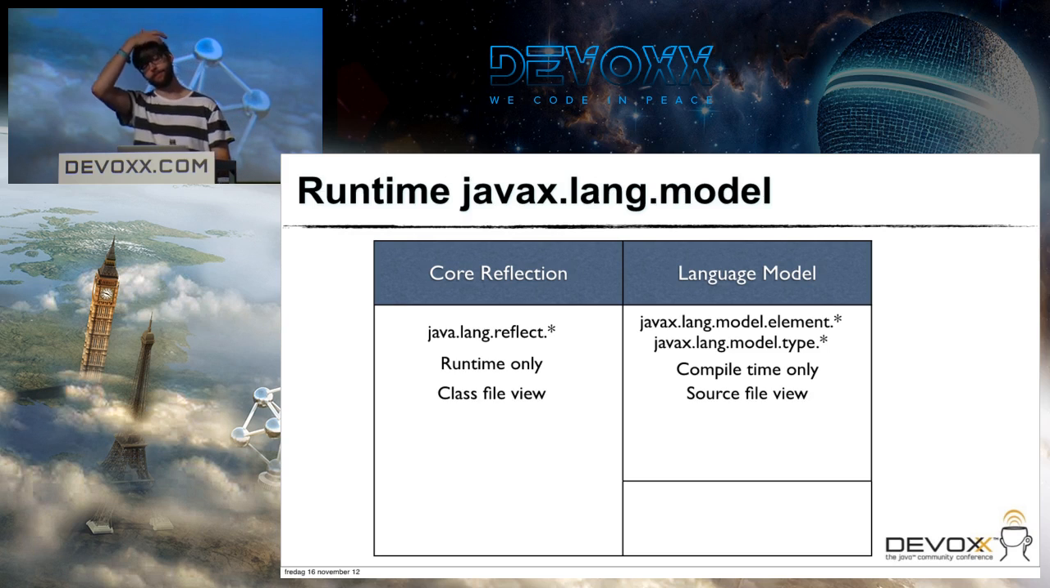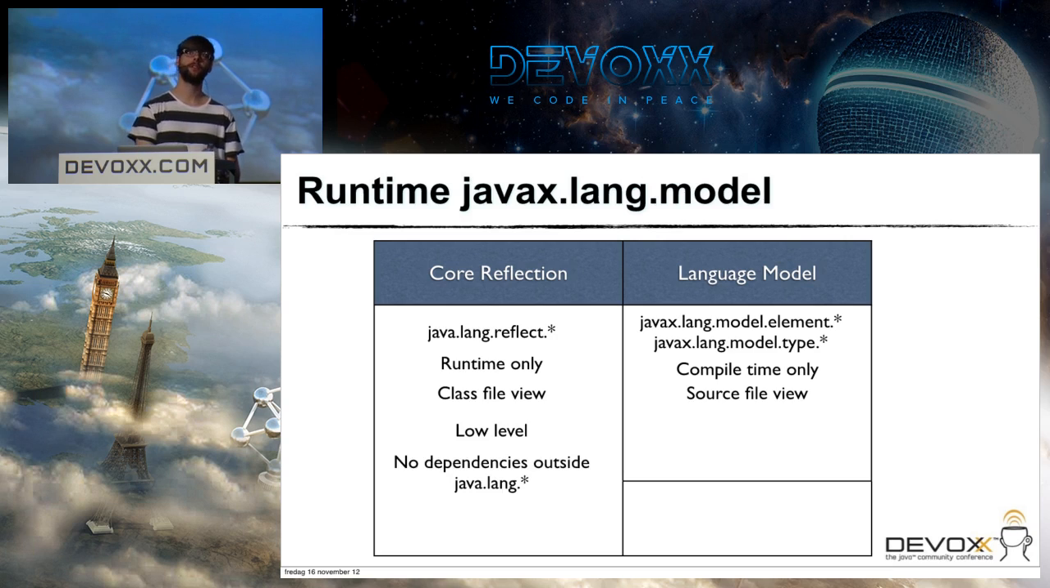As I've said, core reflection is mostly a class file view, which more often than not perhaps corresponds to the source view, but sometimes it doesn't. The language model is, perhaps not surprisingly, a source view of your code. So core reflection is also low level. It isn't allowed to have dependencies outside of java.lang, as I understand it.